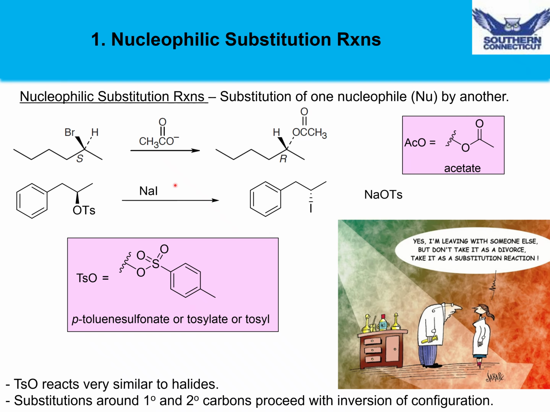Notice that substitution reactions around primary and secondary carbons usually occur with inversion of stereochemistry. So an example is shown on this slide with a secondary alkyl halide and here an alkyl tosylate. And you can see that the bromine is facing towards us while the product contains the acetate group facing away from us. In the second example, the tosylate is facing up, and then in the product, the iodine is facing away from us.